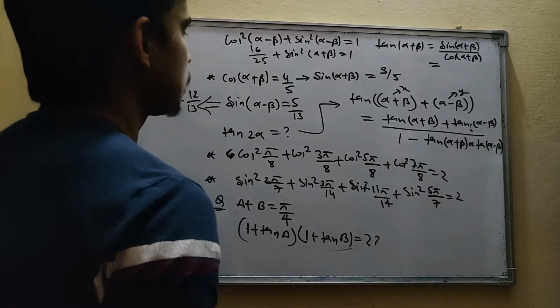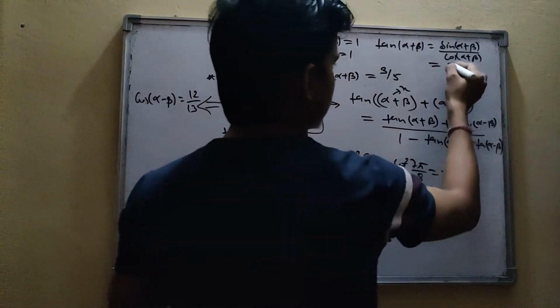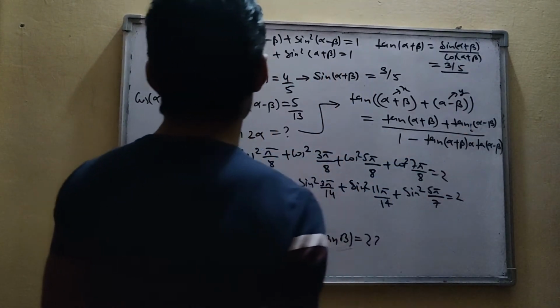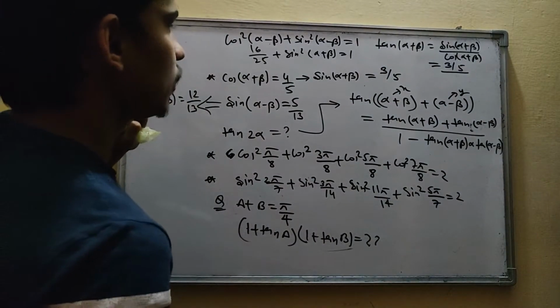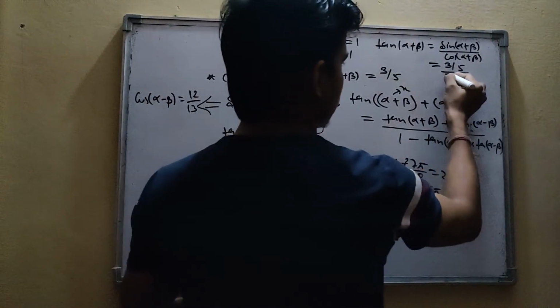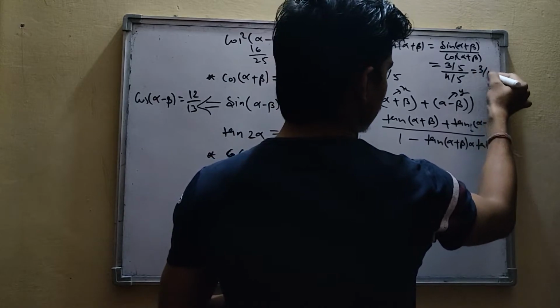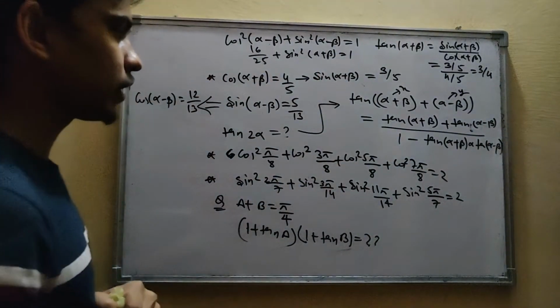So what is sin(alpha + beta)? It is 3 upon 5. And what is cos(alpha + beta)? Cos alpha, it is 4 by 5. So this is going to be 3 upon 4, right? So this is how you can get this.